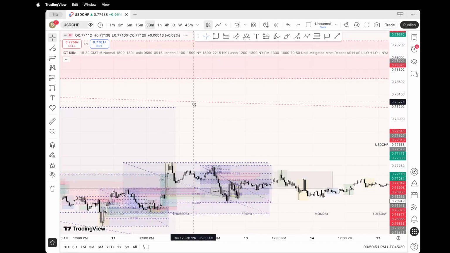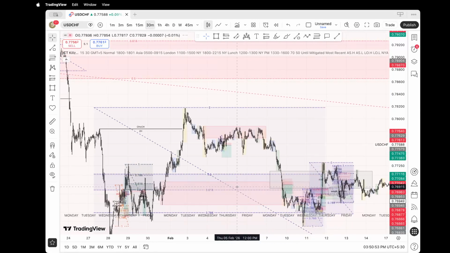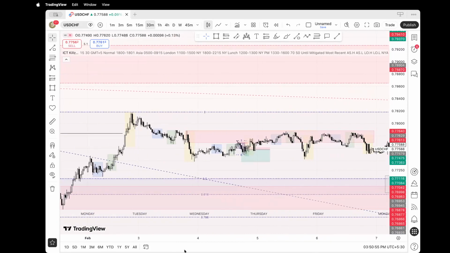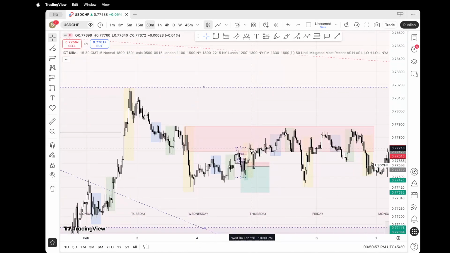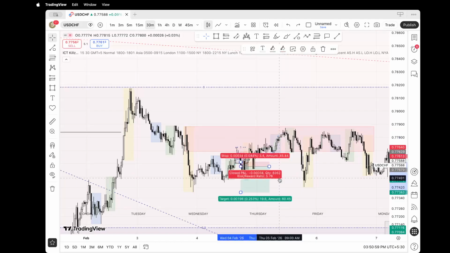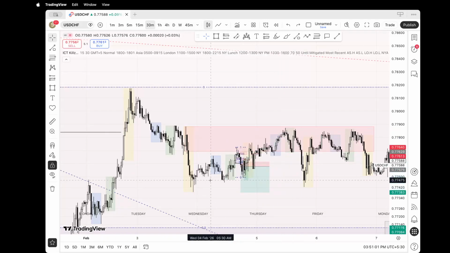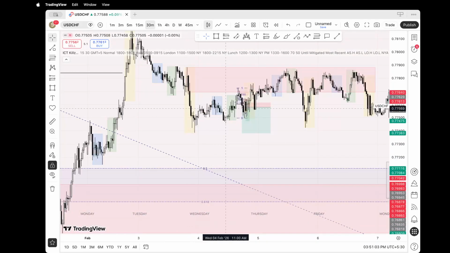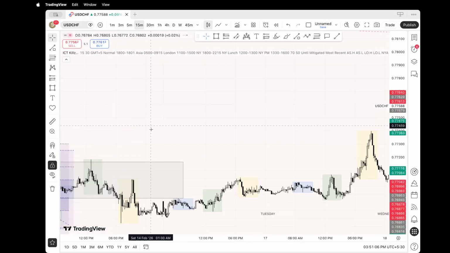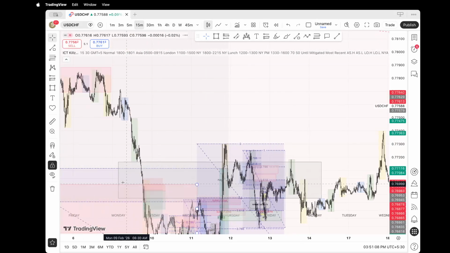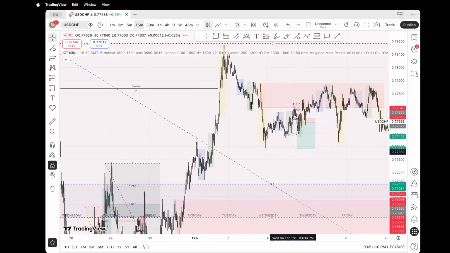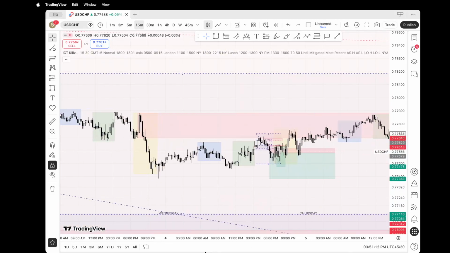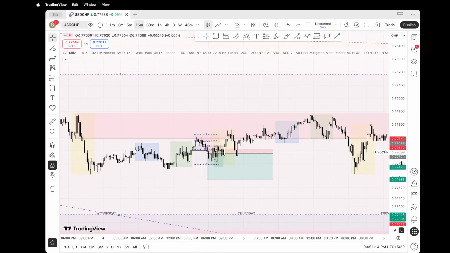Okay, so 30 minutes. Let's concentrate on here. What exactly is happening? Yep, so this was the trade that was taken, and it was a change of character. It came above. Let's go up to a bit lower time frame, or a bit more lower time frame, and see what exactly is happening.